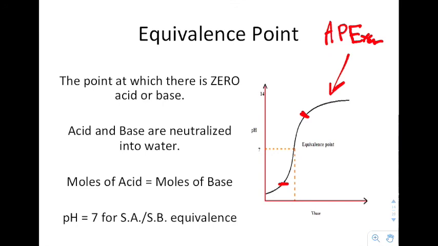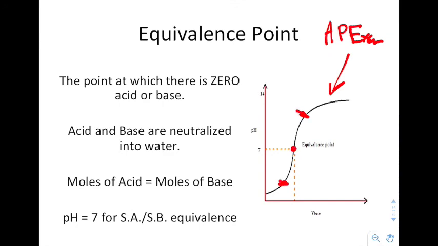You may have noticed when you were doing your acid-base lab that it is very, very difficult for you to actually find the equivalence point. The reason being is the pH changes drastically in this narrow region. The equivalence point is where it starts to change.